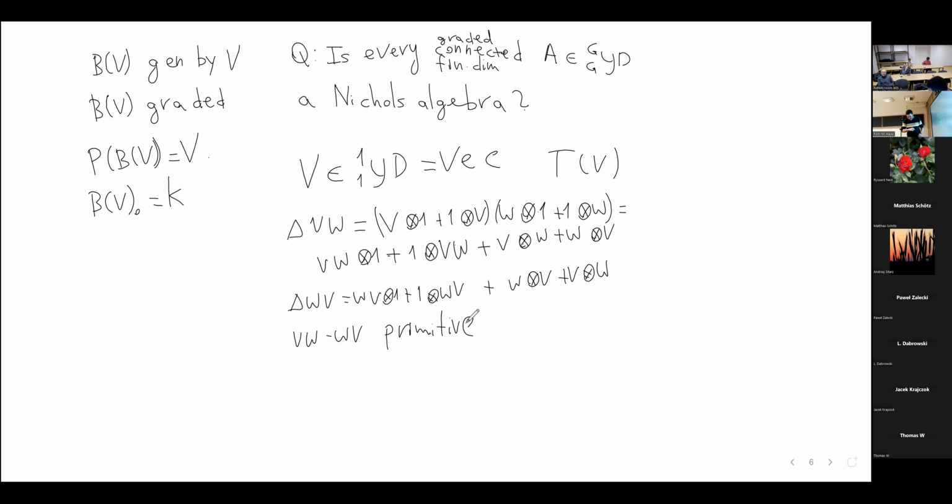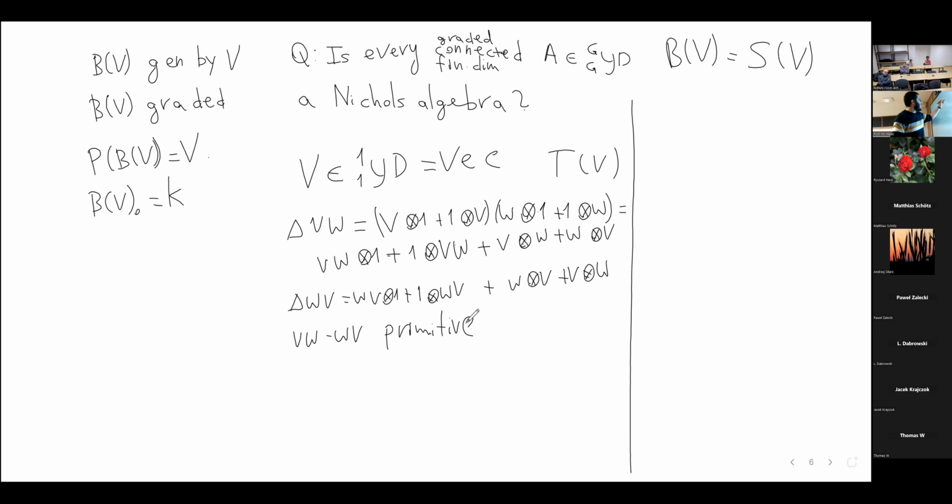So at least in characteristic 0, these are the only relations that we need to divide out to get to the Nichols algebra. So in that case, we get that B of V is equal to just the symmetric algebra on V, which, well, is infinite dimensional. Okay, let's take another example. So we gave one example with the group of order 1. Let's take one with the group of order 2.